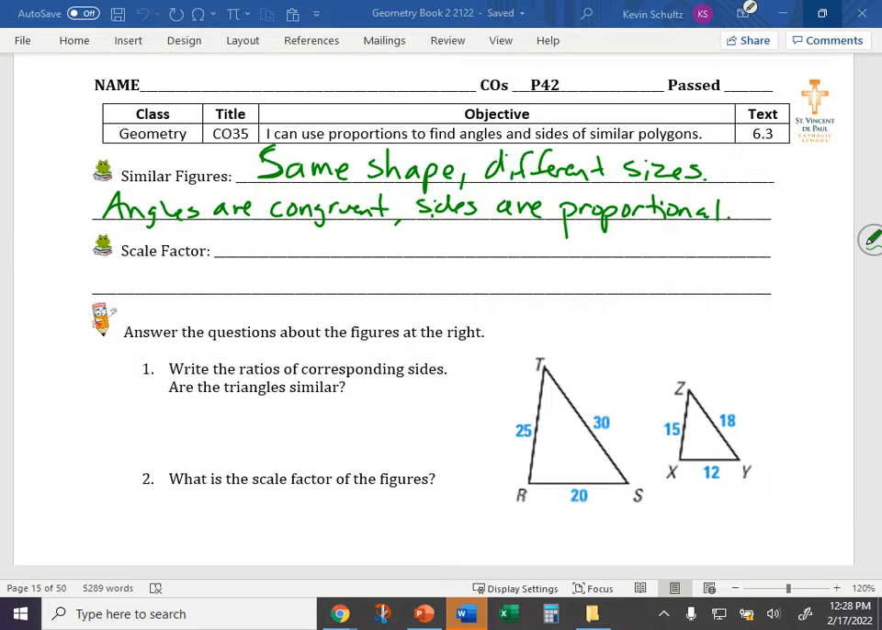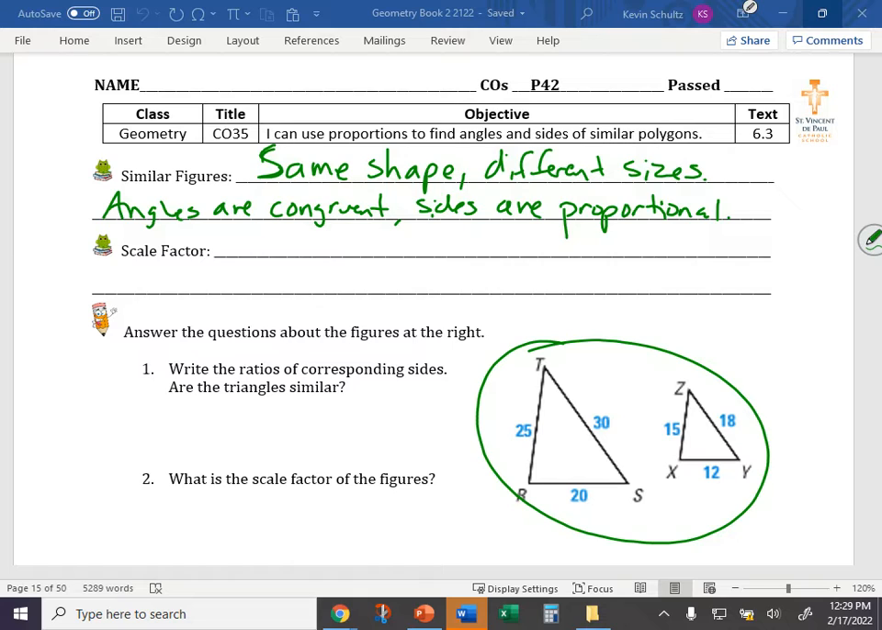With congruent figures, their angles were congruent and the sides were congruent. For similar figures, the angles are congruent, the sides are proportional. An example would be this pair of triangles here. They kind of look similar. They're not the same, but they're similar. And knowing that they are similar, we can conclude that the angles are still congruent because every triangle has 180 degrees, no matter how big or how small. But the sides are proportional.